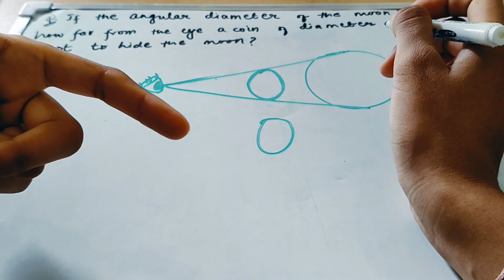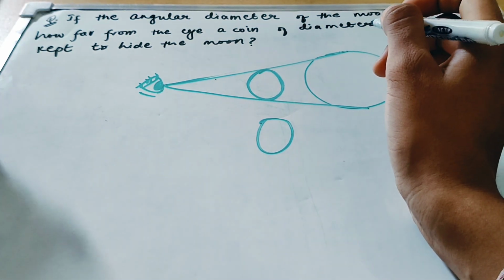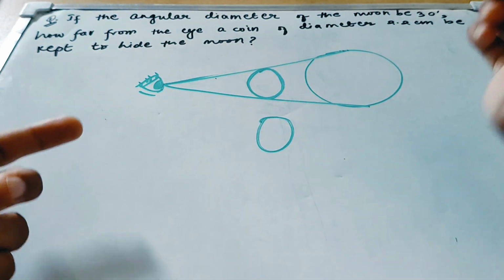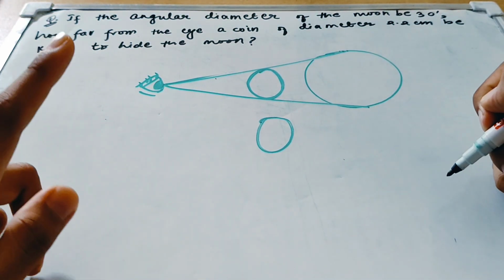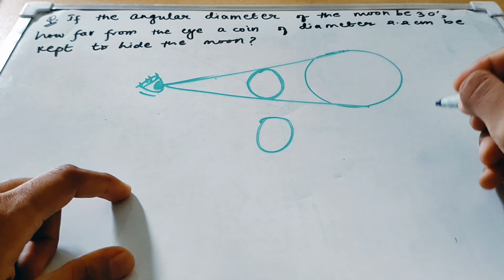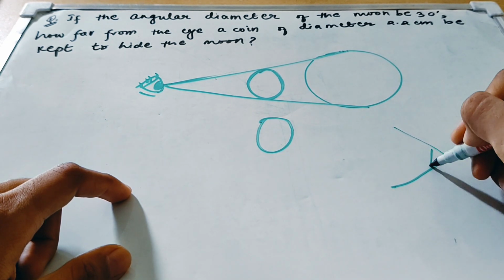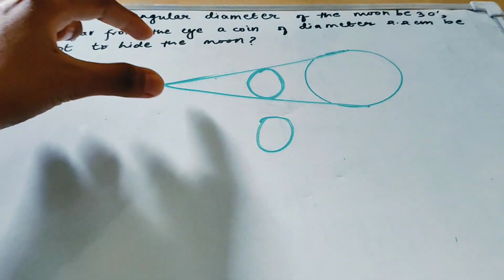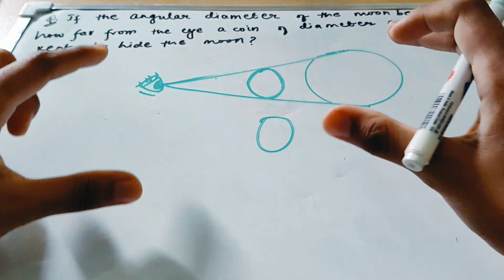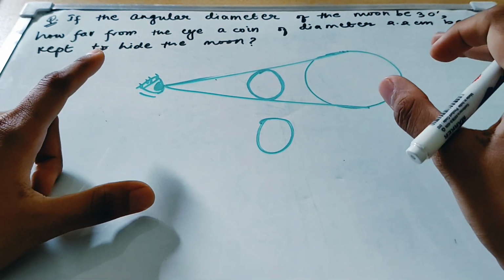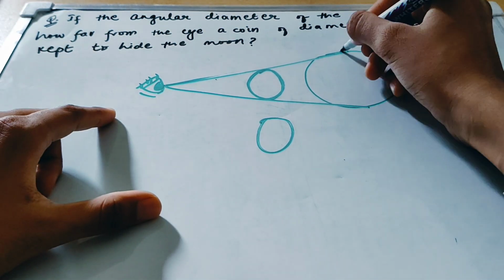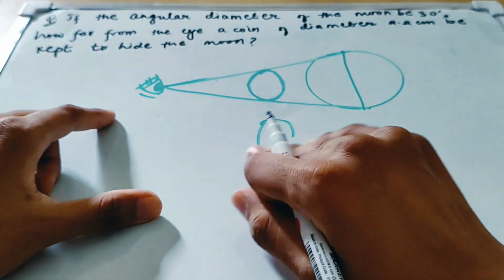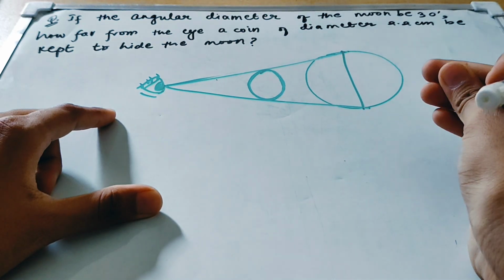If I talk a bit in the language of physics, this is kind of the field, right? Like we have defined the field of view in the mirrors in the ray optics chapter, the field in which the image of the mirror is visible. Similarly, this is the very angle that the eye makes with the diameter of the moon in order to look at it. So this is the very area in which we have to place the coin to hide the moon.